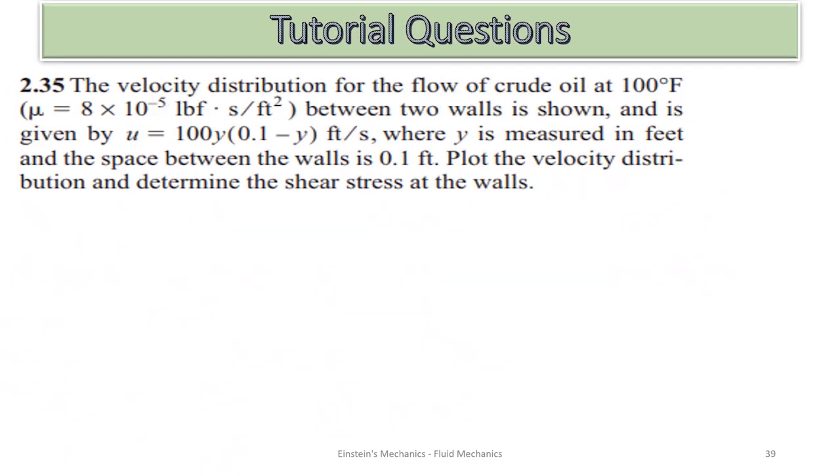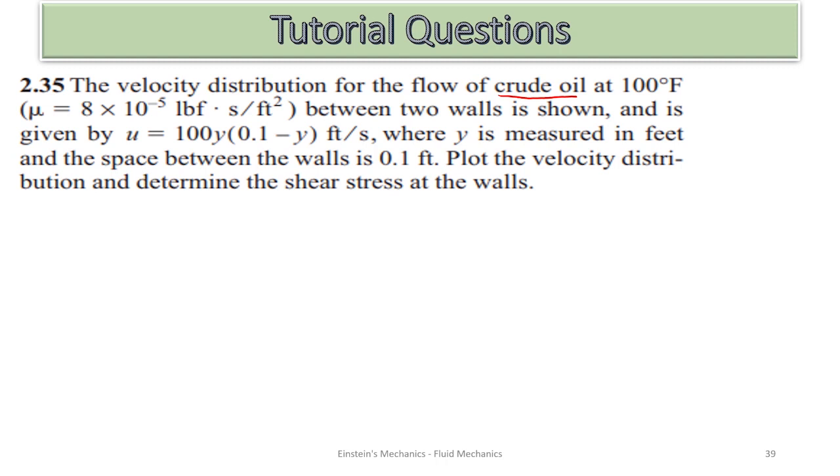The velocity distribution for the flow of crude oil. So pay attention, this is crude oil at 100 Fahrenheit. This is the viscosity. You see, for here, we were given the viscosity. If you are not given, you refer to tables and you obtain it. It's 8 times 10 to the power negative 5 pound force second per feet square between two walls is shown.